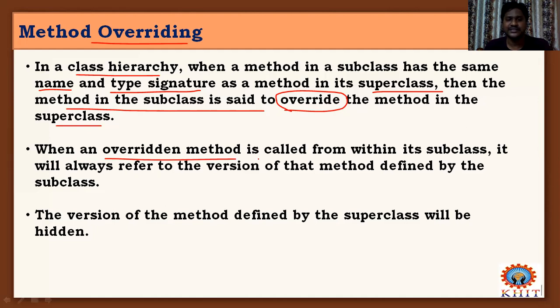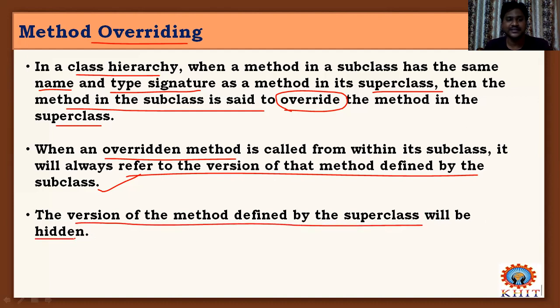When an overridden method is called from within its subclass, it always refers to the version of that method defined by the subclass. Because of this, the subclass method completely hides the superclass method. Got it? But what about the version of the method defined by the superclass? It will be hidden by this subclass method. We have already seen a similar concept with the super keyword, right?